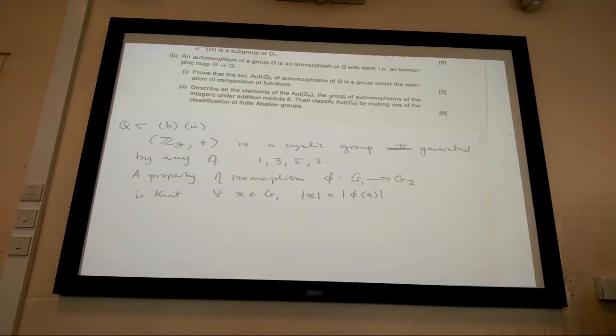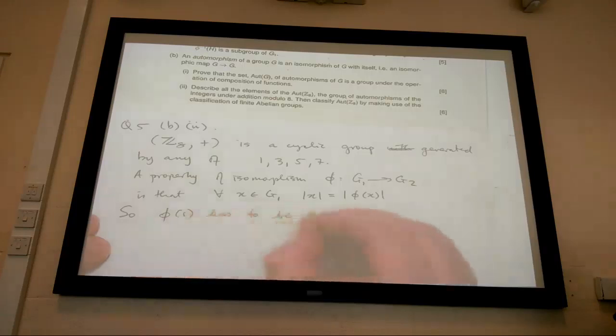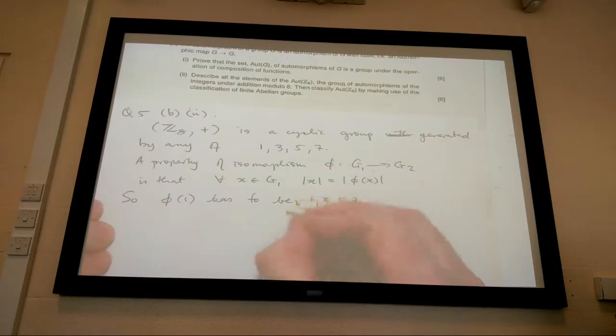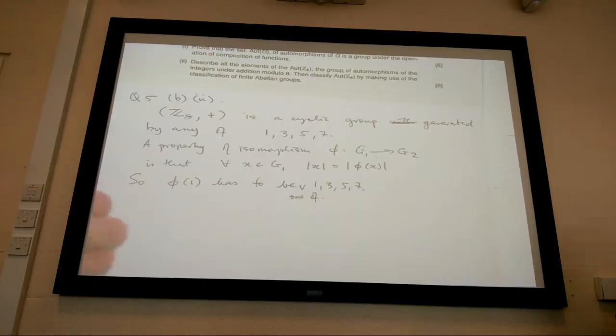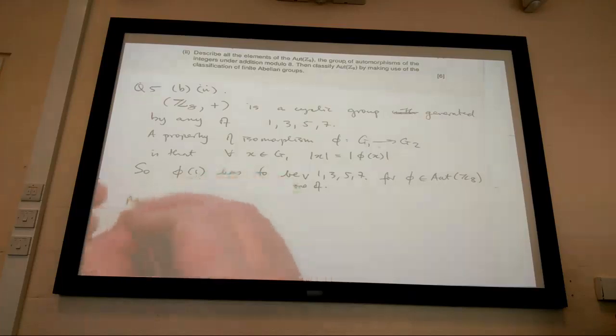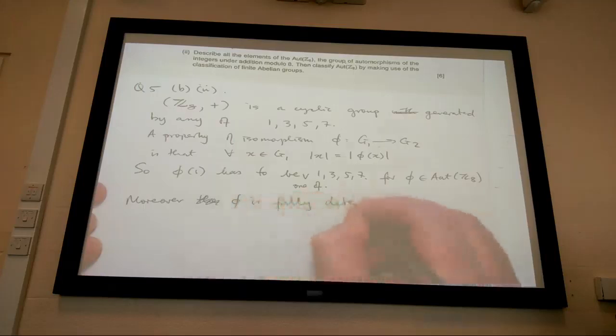So that means phi of 1 has to be one of 1, 3, 5, or 7, for phi being an automorphism of Z8. And the second point is, moreover, phi is fully determined by phi of 1.